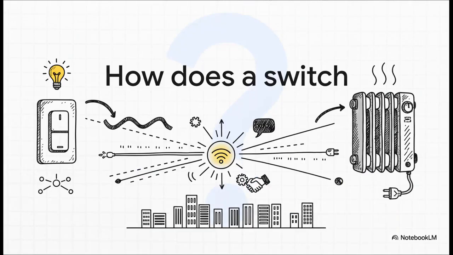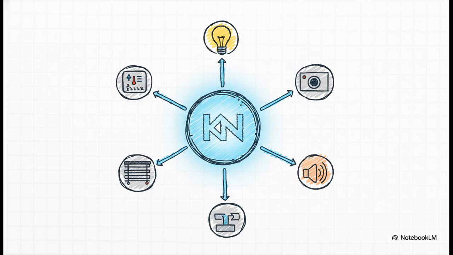So, here's the big question, right? You've got dozens, maybe even hundreds of devices from all these different manufacturers. Without some kind of common ground, it would just be total chaos. So how on earth do they communicate with each other? And the answer, pretty simply, is KNX.